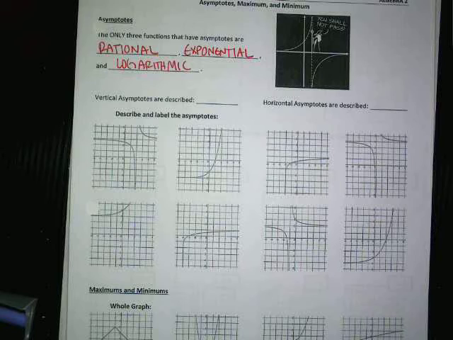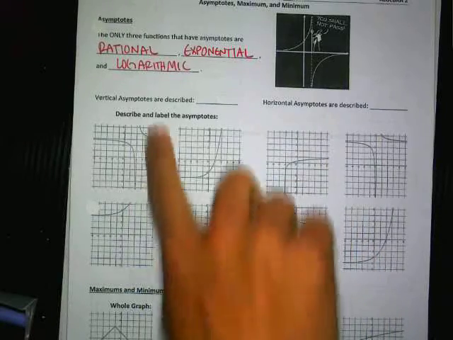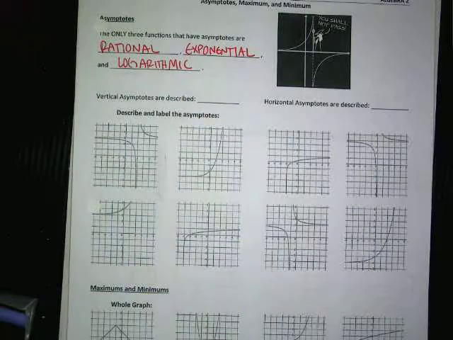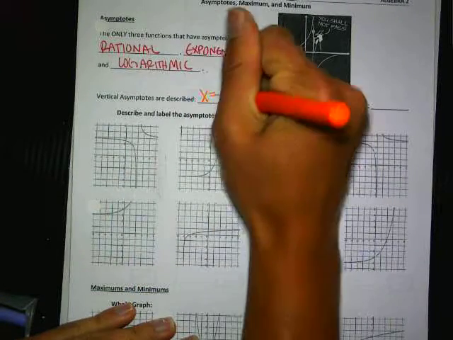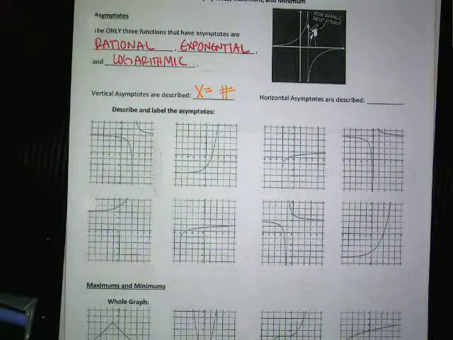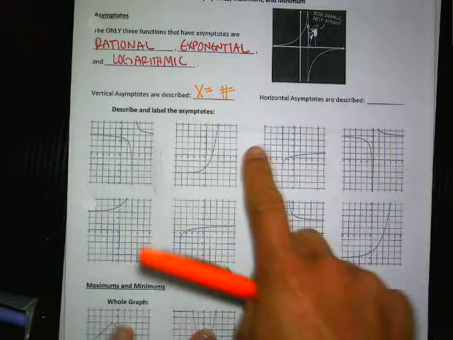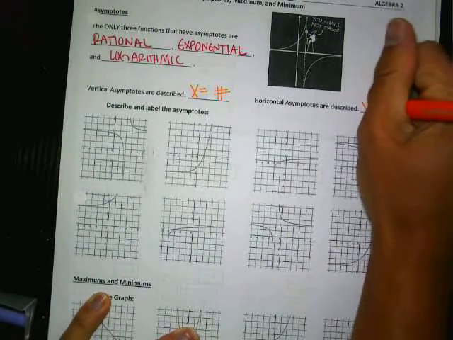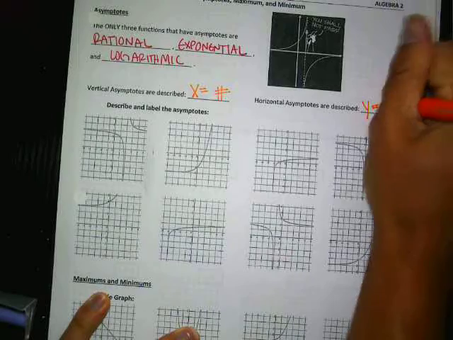Okay, so now vertical. What axis is the vertical asymptote going through? X, right? The vertical asymptote is going through the x, so you would describe vertical as x equals, and then whatever number it goes through. Because it's going through the x. Okay, horizontal, what axis does that go through? The y, so that one would be described as y equals a number.